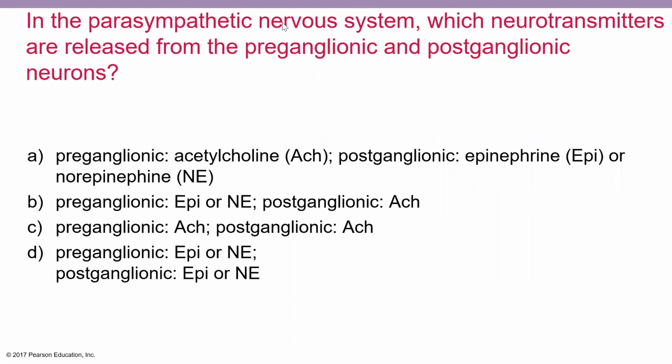So we had an overwhelming response for A. The question asks, in the parasympathetic nervous system, which neurotransmitters are released from the preganglionic and postganglionic neurons? So really important here, parasympathetic system, okay? And let's look at the options. A says preganglionic neurons release acetylcholine, postganglionic neurons release epinephrine or norepinephrine. And that's what most persons selected.